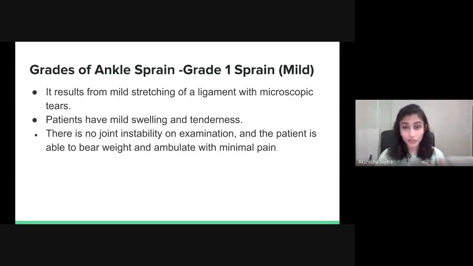Also, there is no loss of function, and ligamentous laxity also is less there. So when you do the anterior draw test or talar tilt test, you won't see much. The test would be negative. You see more mild tenderness, not much laxity there.